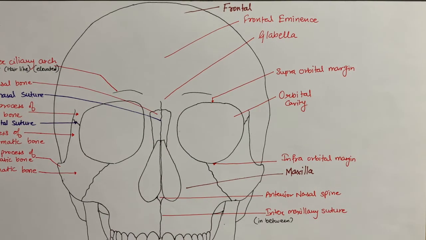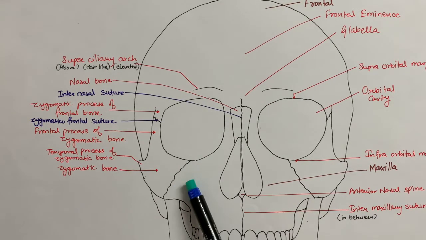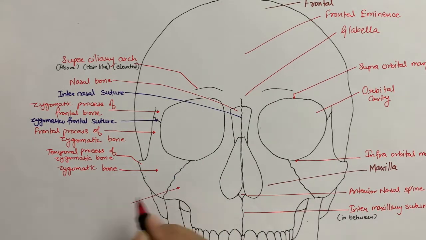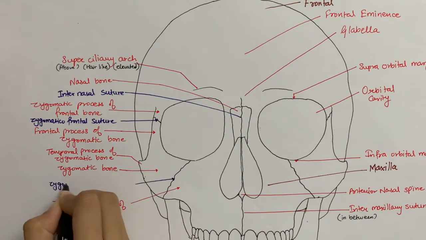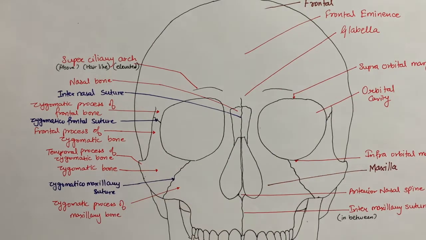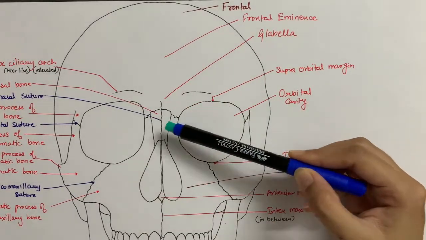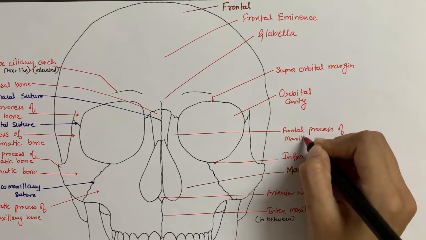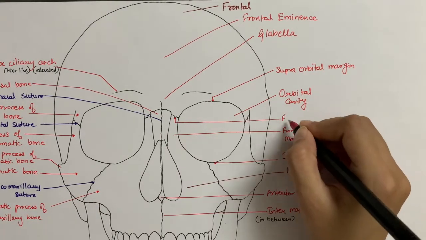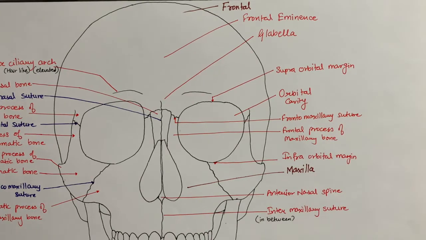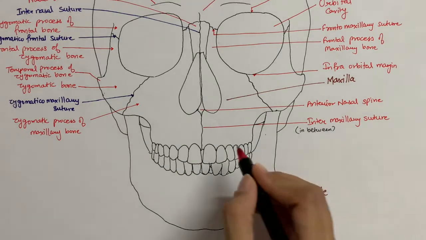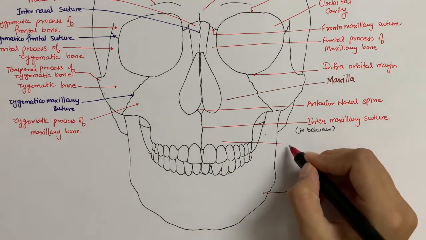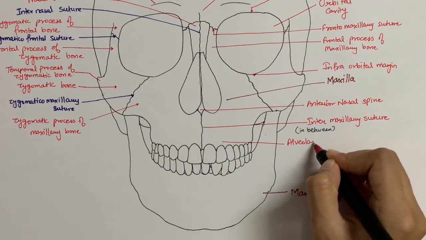Now the maxilla in total has three processes. The first one extends towards the zygomatic bone and is known as the zygomatic process of the maxilla. The suture between the two is the zygomatico-maxillary suture. The second process extends towards the frontal bone and is known as the frontal process of the maxilla, and the suture between the two is the frontomaxillary suture. The third one is the alveolar process of the maxilla, which has tooth sockets, and this process holds all the upper teeth in place.